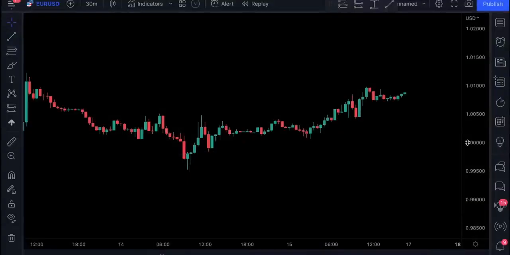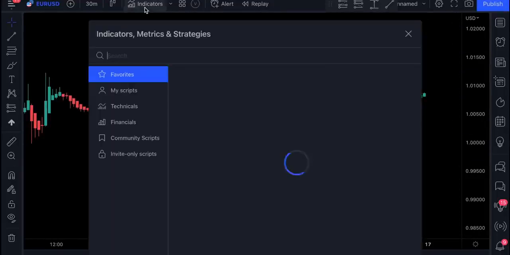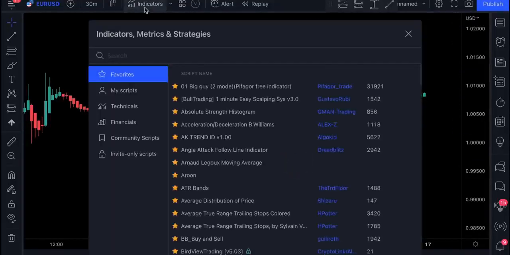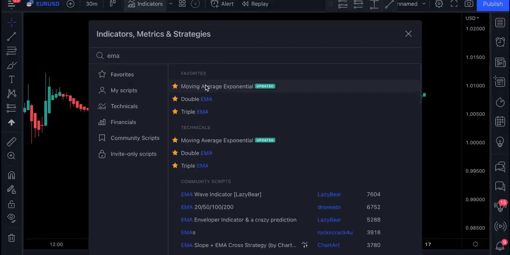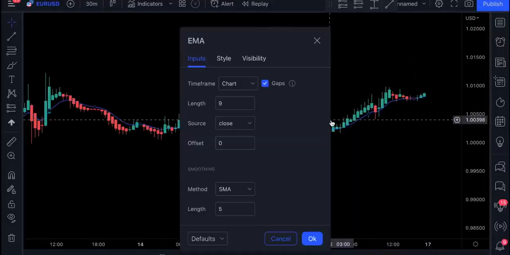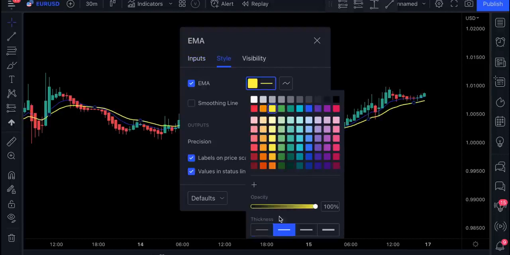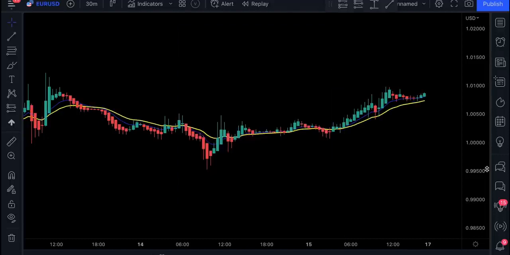Okay, for my backtesting I will use Euro USD on a 30-minute time frame. And before we add our EMAs, let's switch the candlesticks from Japanese to Heiken Ashi. Okay, now we need to add 2 exponential moving averages to the chart. And now let's change the length for our second EMA from 9 to 18. Let's also make it colored in yellow. Okay, the strategy is ready. We see it's really simple and we don't have a bunch of indicators on the chart. So let's actually get into the trading rules.